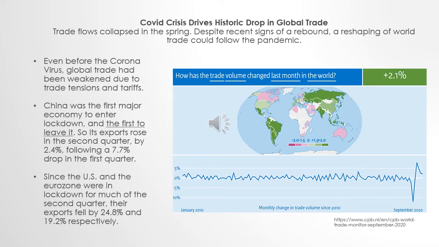China was the first major economy to enter lockdown and the first to leave it, so its exports rose in the second quarter by 2.4%, following a 7.7% drop in the first quarter. Since the US and the Eurozone were in lockdown for much of the second quarter, their exports fell by 24.8% and 19.2%, respectively.